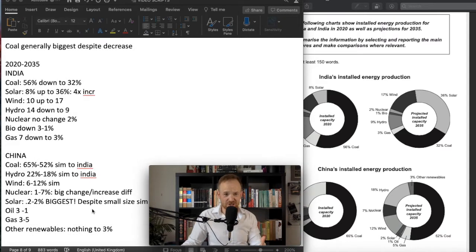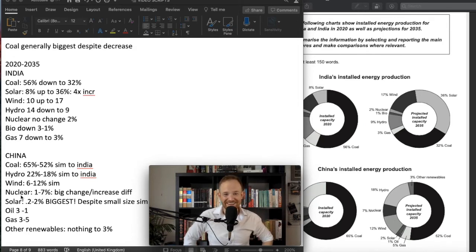All right, now looking at China, I'm not only looking at China by itself, but I'm making comparisons to India. So coal has decreased, similar to India. Hydro has decreased, similar to India. Wind increased, also similar. Now, it gets interesting here. Nuclear is up from 1 to 7%. That is a big change, a big increase, but it's different. India's nuclear did not change. China's changed in a big way, 7-fold increase.